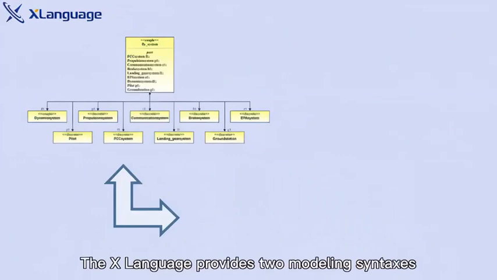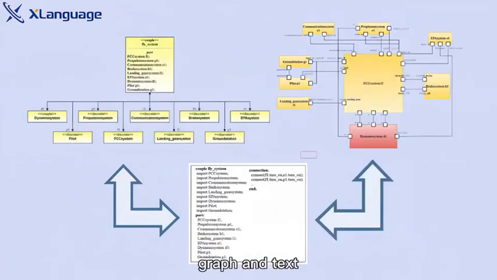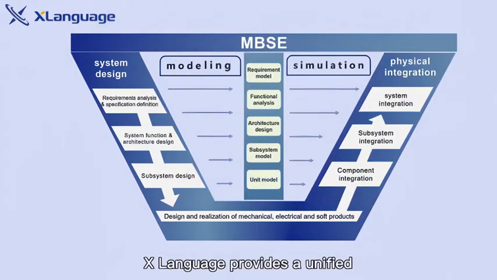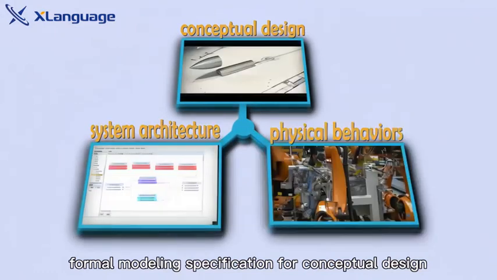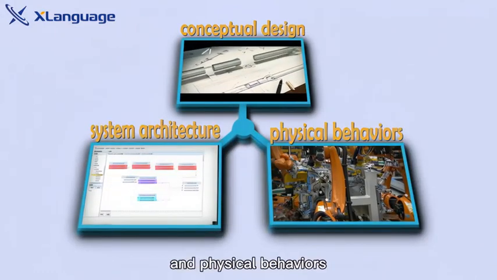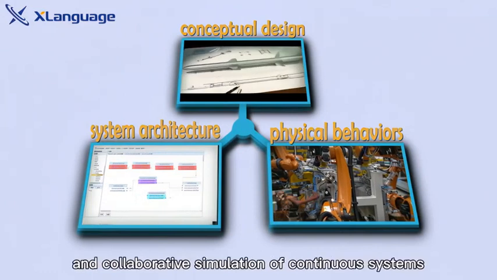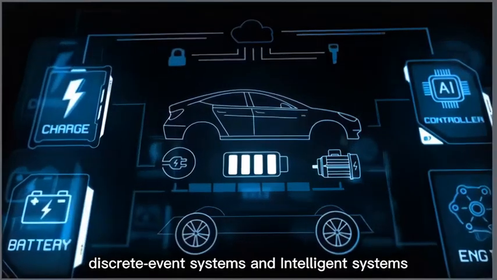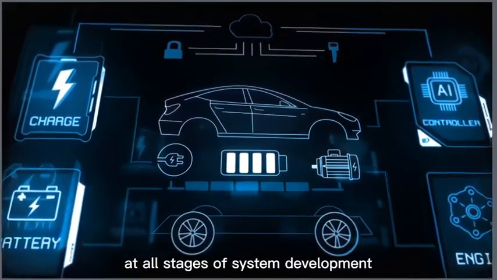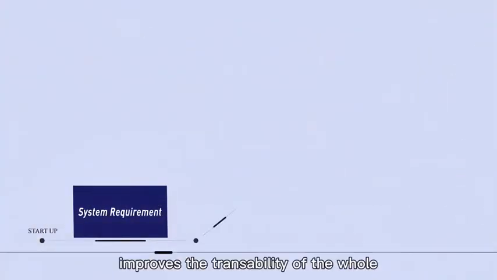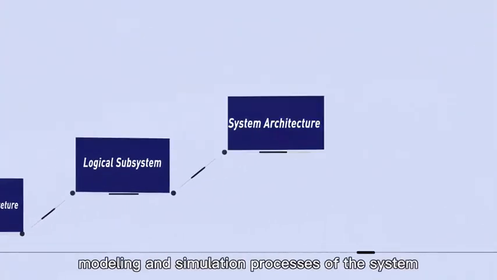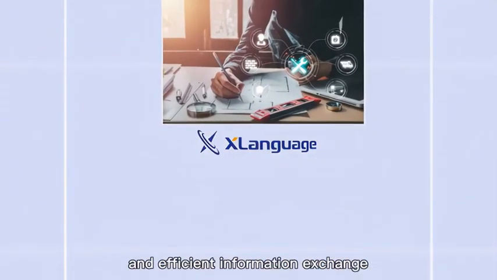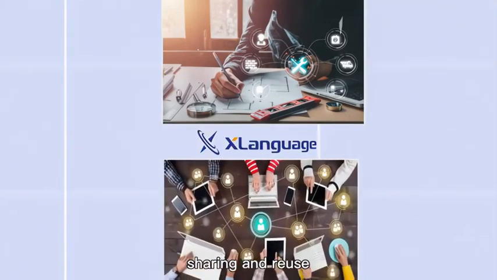The X language provides two modeling syntaxes, graph and text, with consistent meta models. On this basis, X language provides a unified formal modeling specification for conceptual design, system architecture, and physical behaviors, and supports hybrid modeling and collaborative simulation of continuous systems, discrete event systems, and intelligent systems, which guarantees seamless integration at all stages of system development, improves the traceability of the whole modeling and simulation processes of the system, and helps R&D teams to achieve comprehensive and efficient information exchange, sharing, and reuse.